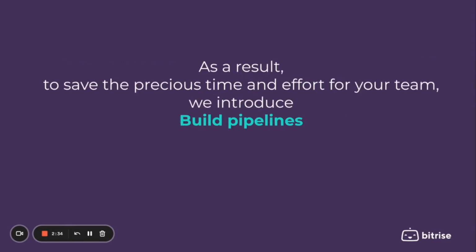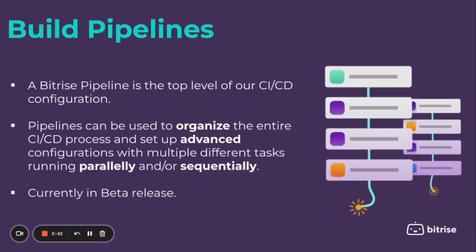Therefore, in order to save the precious time and effort for your team, we introduced build pipelines. A Bitrise build pipelines is the top level of our CI/CD configuration. Pipelines can be used to organize the entire CI/CD process and set up advanced configurations with multiple different tasks running parallelly and/or sequentially. Currently, we are in beta release.